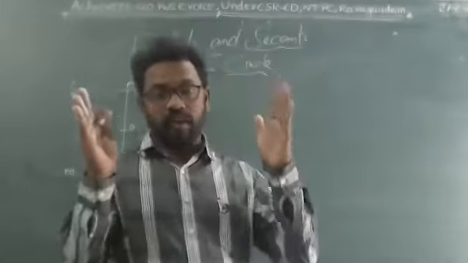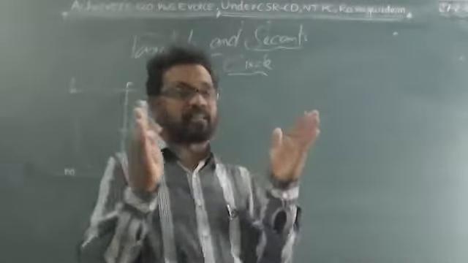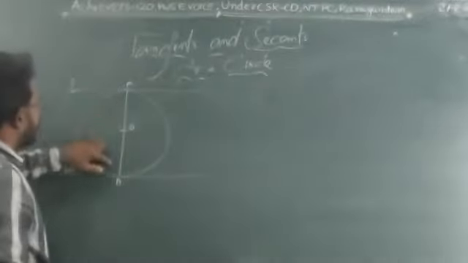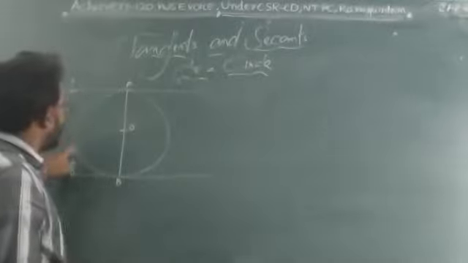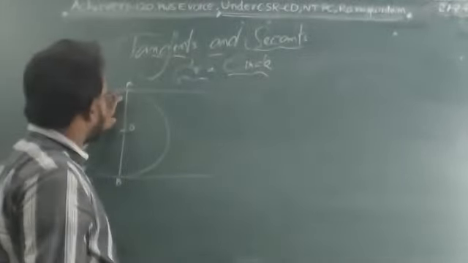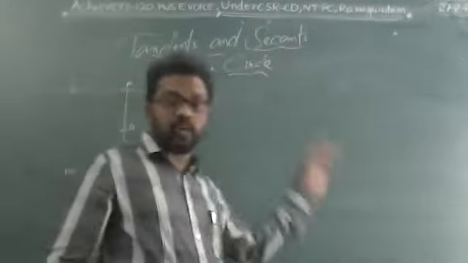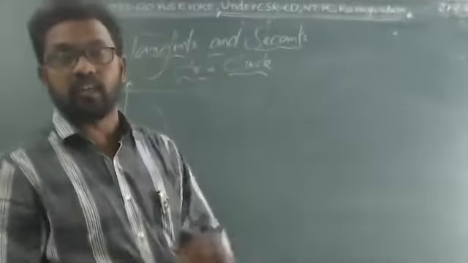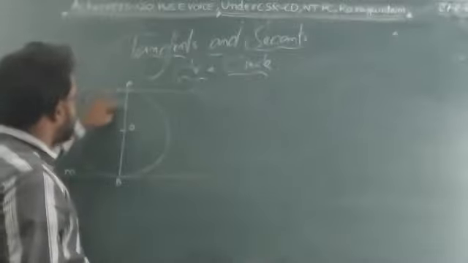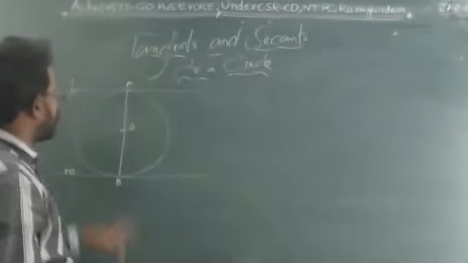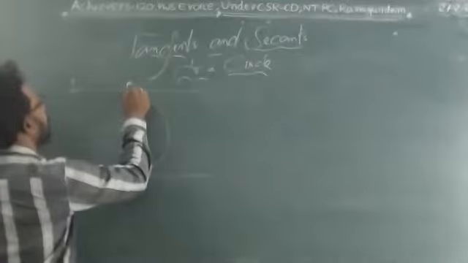He is asking the question: when the two tangents pass through the two end points of a diameter, you have to show that L is parallel to M. This is the diameter AB. So let me prove it. Simple. See here.